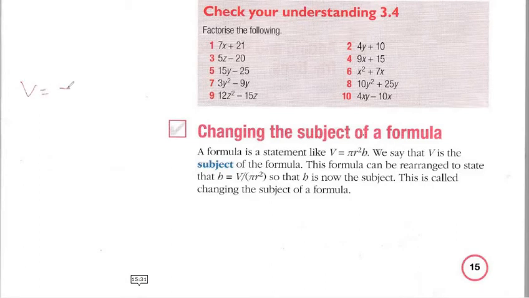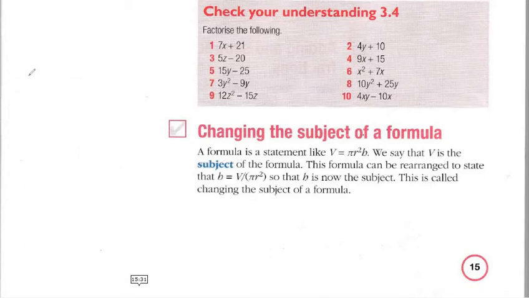V equal pi r square h. Make h the subject. To make h the subject, divide both sides by pi r square. So h equal V over pi r square. In this way, h is the subject.